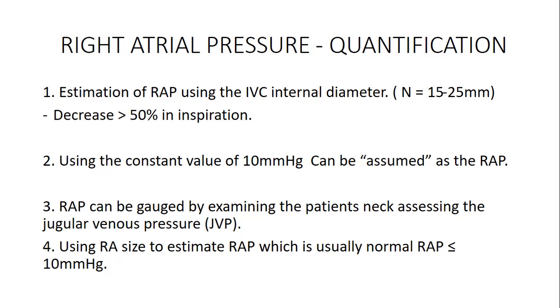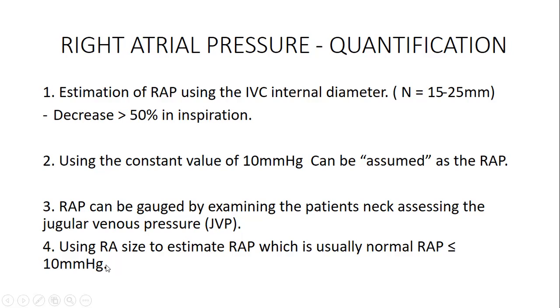The third one is that the RAP, the right atrial pressure, can be gauged by examining the patient's neck, assessing the jugular venous pressure. This is more done clinically, by those who are clinicians and who are assessing this. That can be done, though this one also has challenges depending on the anatomical structures of certain individuals. Sometimes the sternal angle, which is the reference point, can actually be higher or lower. So this one may not be very useful for cardiac sonographers.